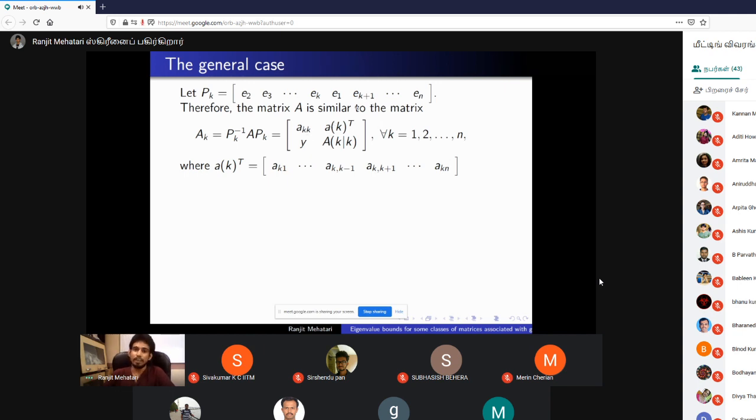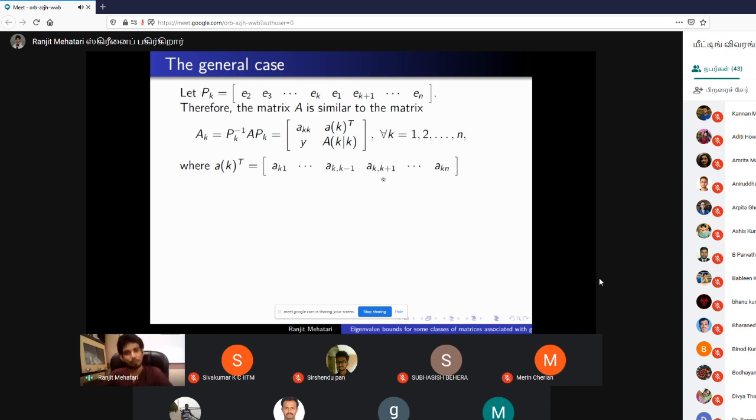Whereas the k plus 1th, k plus 2th up to nth rows stay at the same position, and the corresponding columns also. Now here you can write that Ak matrix as Akk, alpha k transpose, and then the principal submatrix obtained by deleting the kth row and kth column. In that case, alpha k transpose is the vector obtained by deleting the kth element from the kth row of A.